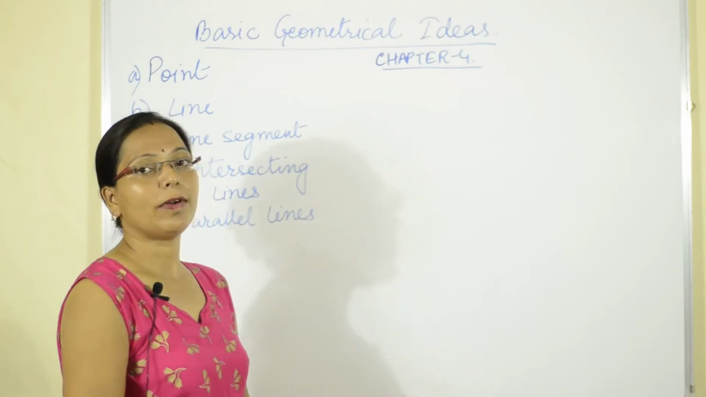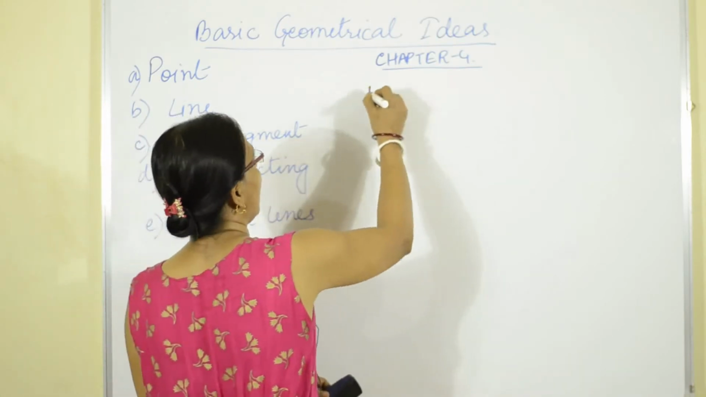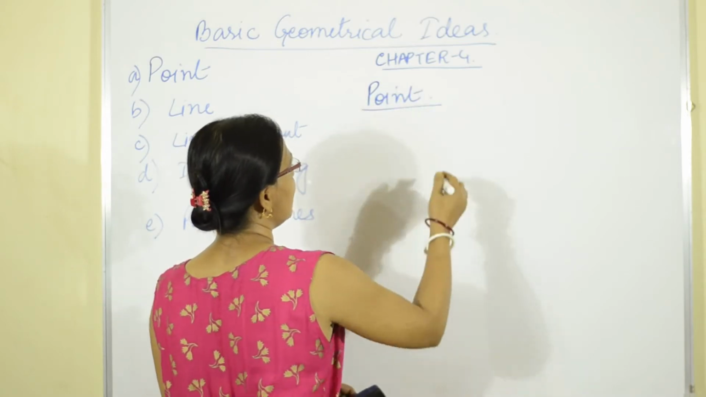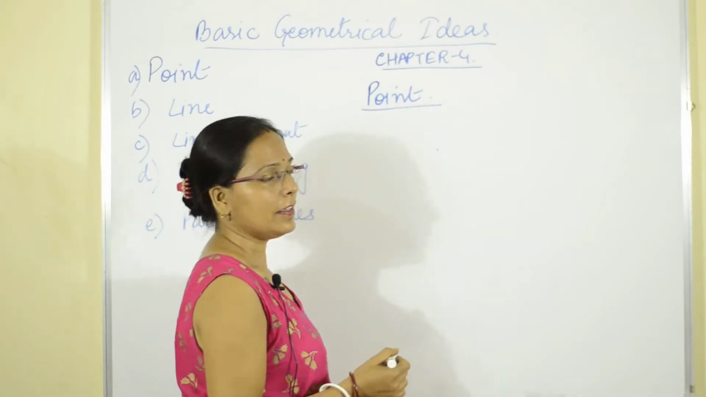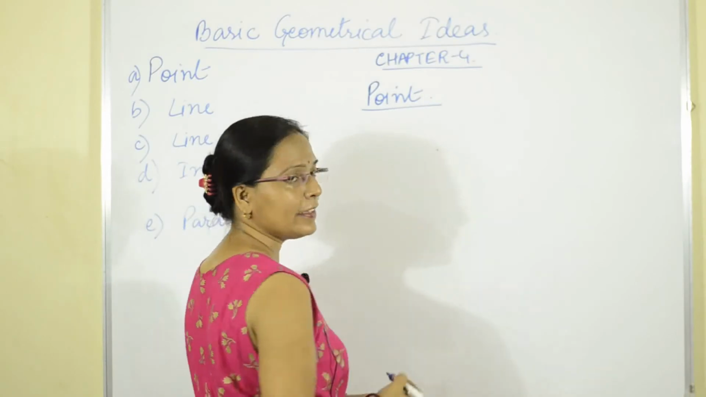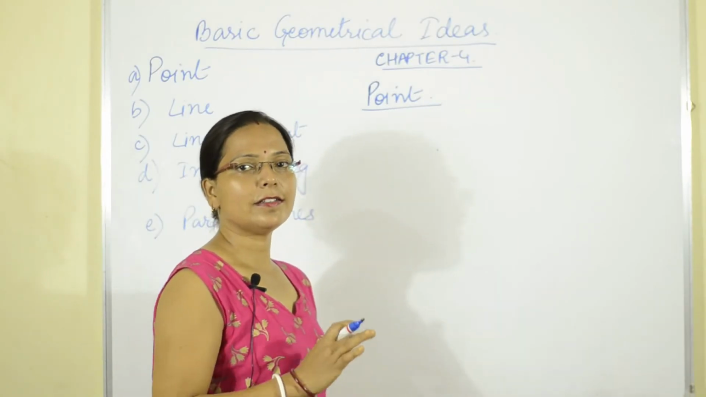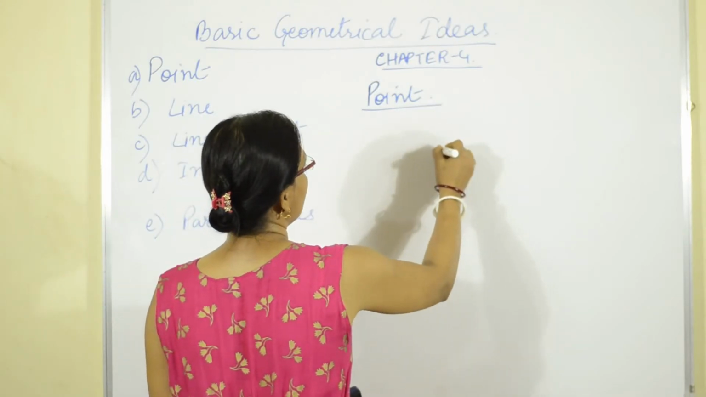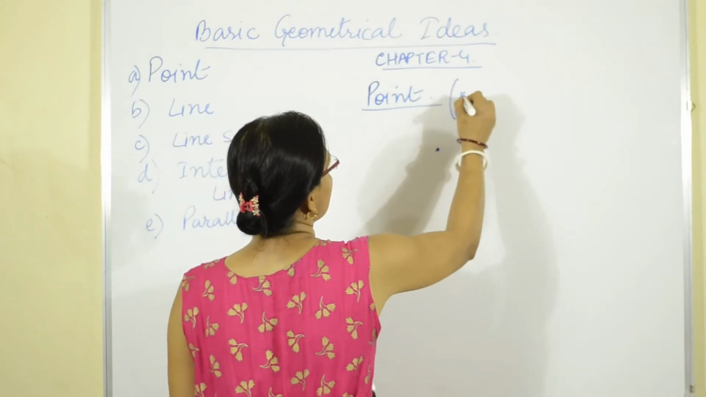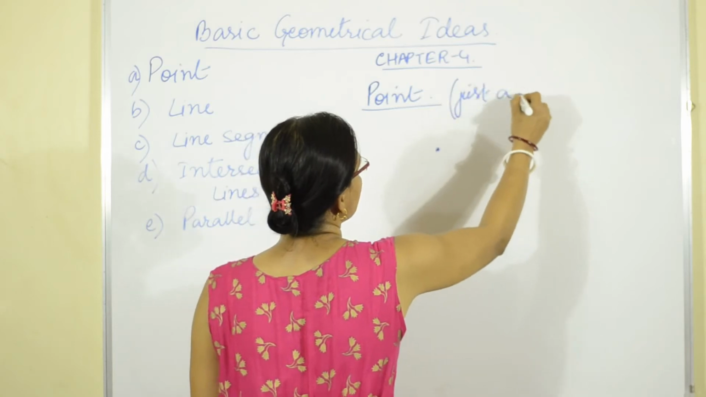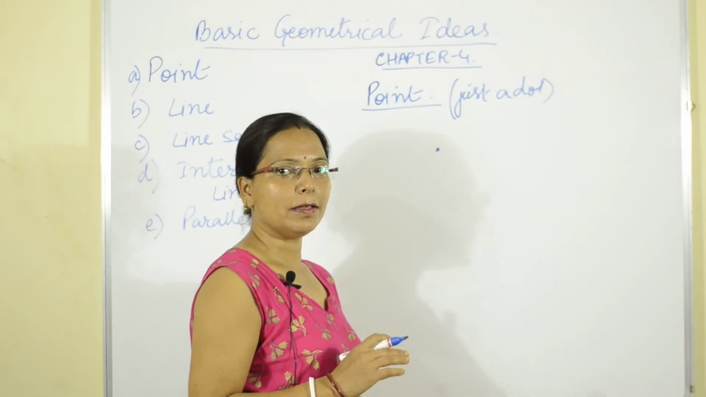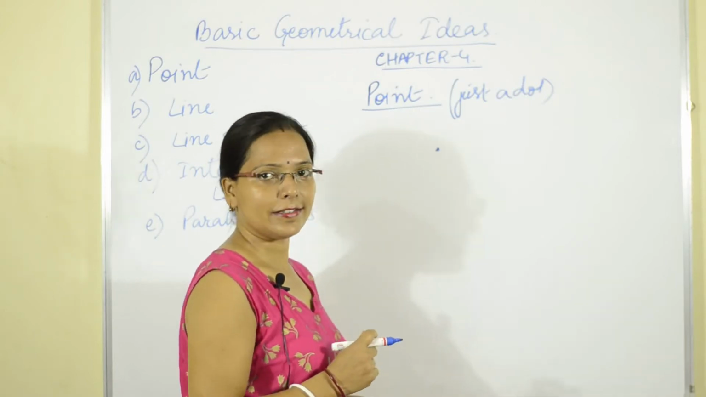Now first of all, what is a point? How do we define a point? A point is nothing but a dot. It has no length, no breadth, just existence. A point is just a dot. It has no length, no breadth, but it has an existence.